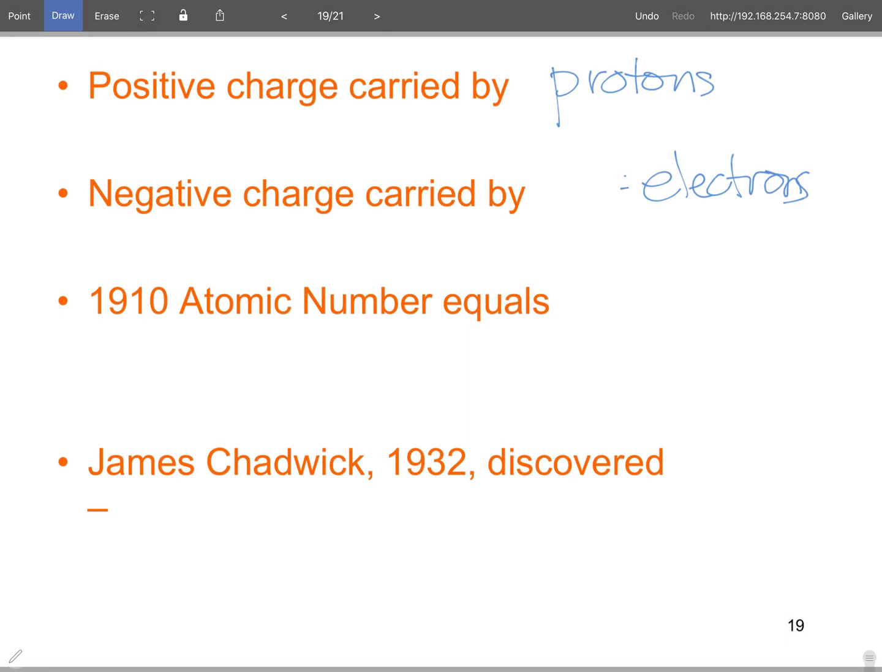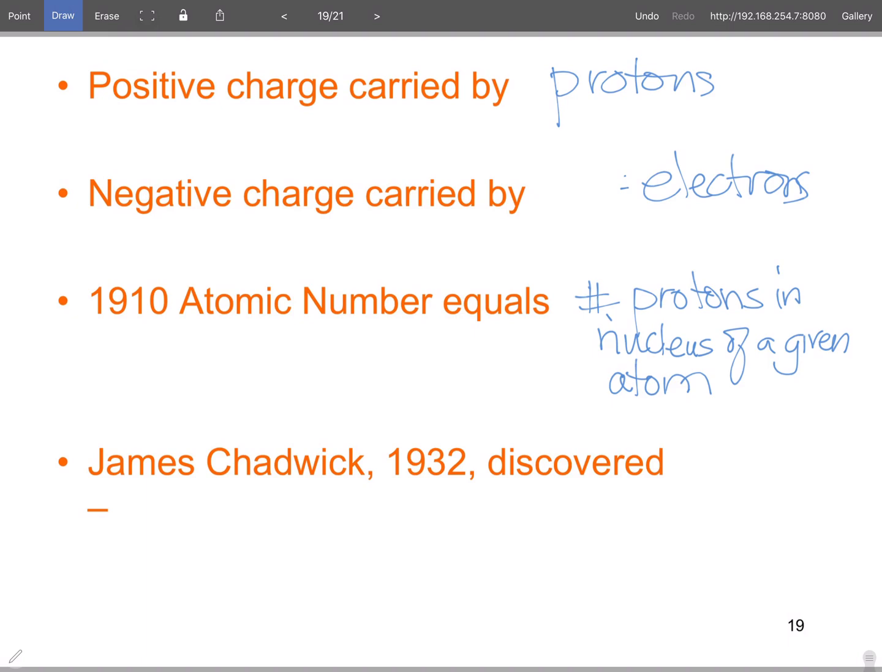In 1910, the atomic number was found to equal the number of protons in a nucleus. More about this later, but that's how the periodic table is arranged. Number of protons in the nucleus of a given atom. So if you have a different number of protons, you have a different atom. And in 1932, James Chadwick discovered neutrons.